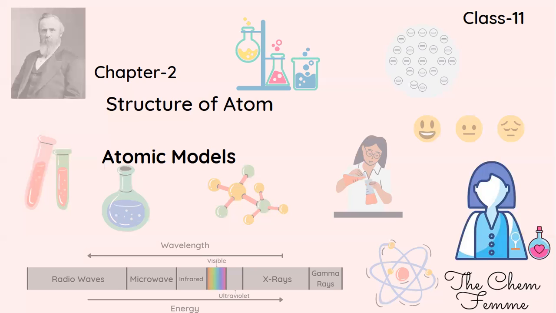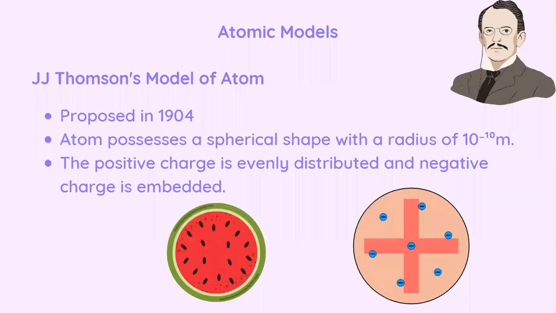So all of these questions had to be answered, and so various atomic models were put forward for explanation of the structure of the atom. The first one we're going to be studying about is JJ Thomson's model of the atom. It was proposed by JJ Thomson in 1904.